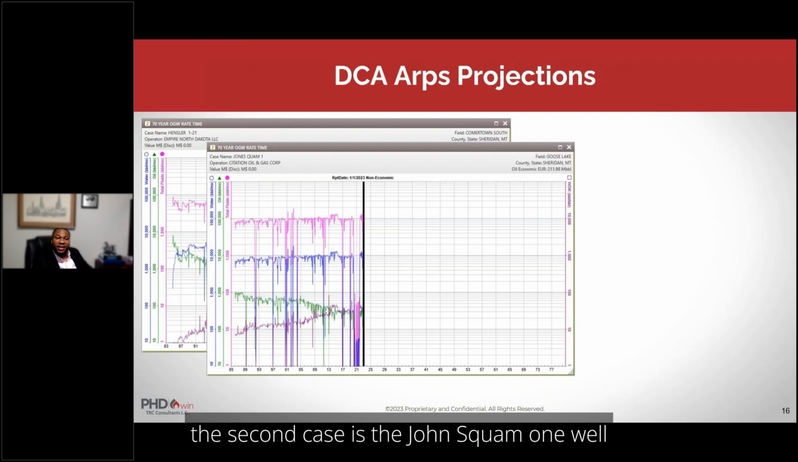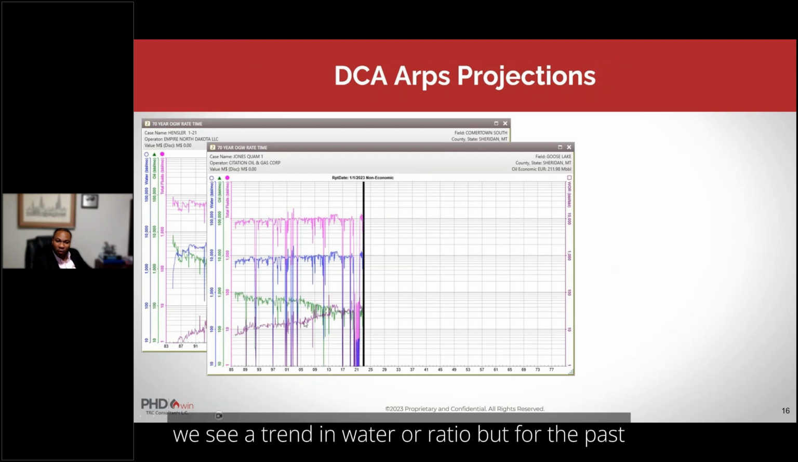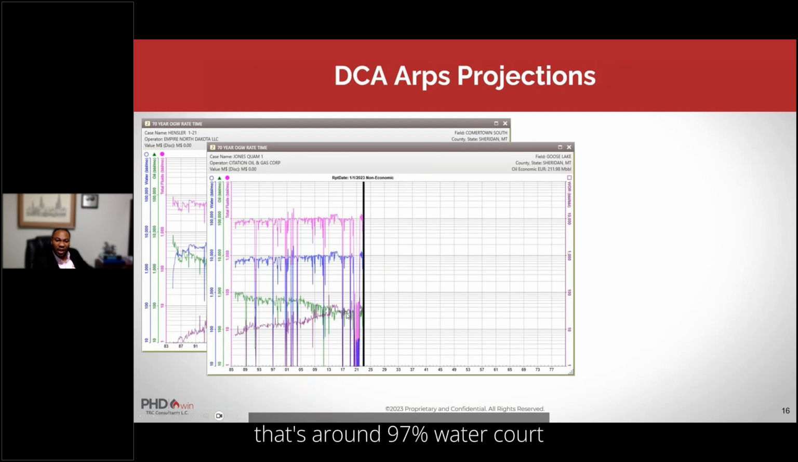The second case is the Jones Quam 1 well. This is also in Sheridan County in Montana. Cumulative production for this well is a little bit over 200,000 barrels. Similarly, we see a trending water-oil ratio, but for the past 5 to 10 years it's been probably around 30, which is around 97% water cut.